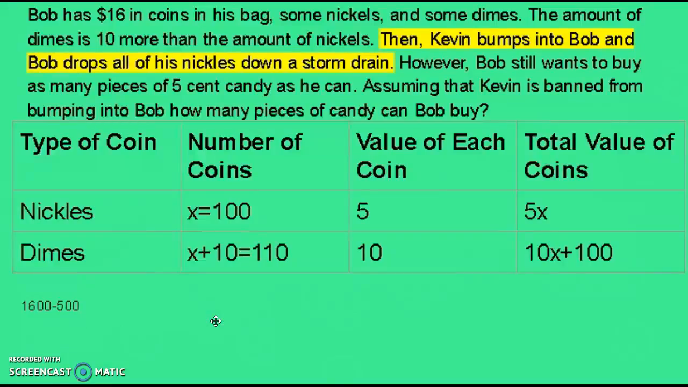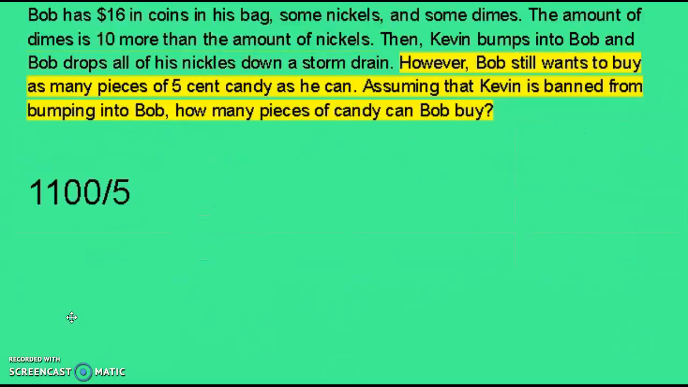Kevin bumps into Bob, and Bob drops all of his nickels down the storm drain. So we know that the value of all of Bob's nickels is 500 cents, because value of each coin times number of coins. So we're going to subtract that from the amount of money Bob originally had, which is 1,600 cents. So 1,600 minus 500, we get 1,100. So now Bob has 1,100 cents.